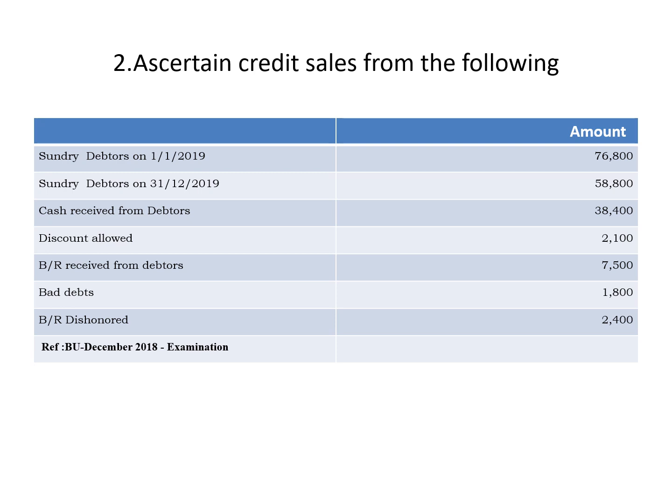The first item given is debtors opening balance. Where will we take this? This has to go to opening balance of debtors as to balance brought down 76,800. The second item is sundry debtors as on 31st December 2019, 58,800. This is closing balance of debtors. So by leaving space for the other entries, make this closing entry as by balance carried down 58,800.